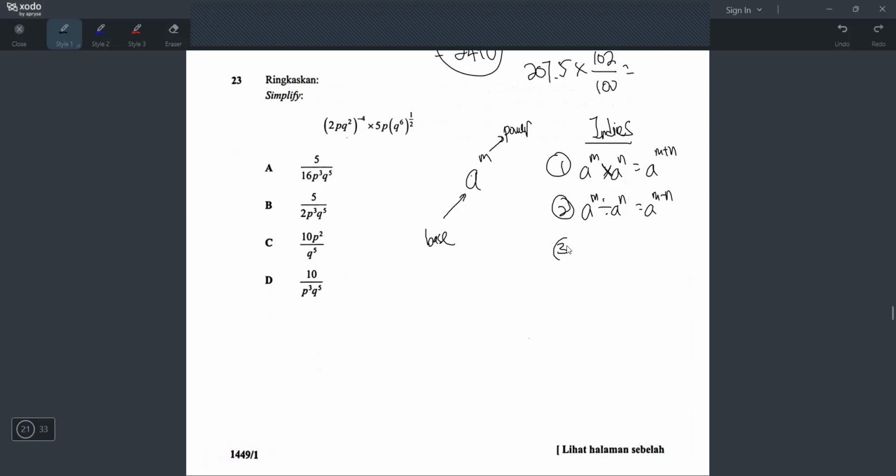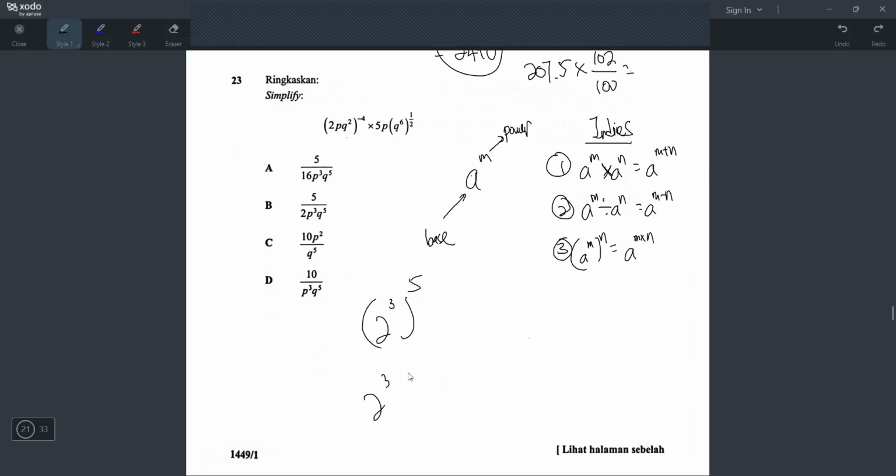And then the third one is if I give you A power M power N, this is the same as A power M times N. It means if I give you example 2 power 3 power 5, it's the same as 2 power 15. Some student will tell me 2 power 8, which is wrong. You cannot plus. If the power is side by side like this, you have to times. So 3 times 5 is 15. This is the correct one, right? You only plus if like this: 2 power 3 times 2 power 5. Like this is 2 power 8.